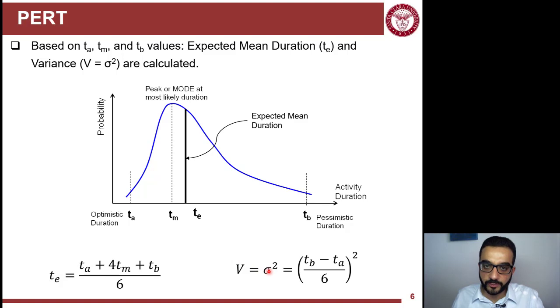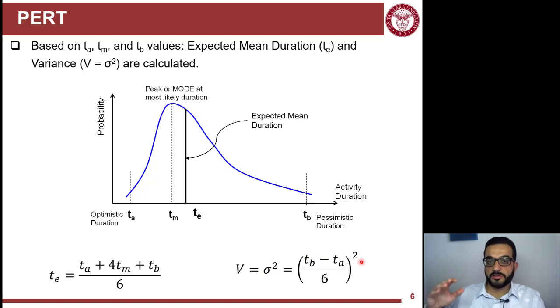Of course, from basics of probability, the standard deviation is the square root of the variance, or variance is sigma to the power 2. Or I can say sigma, the standard deviation, is equal to TB minus TA over 6.